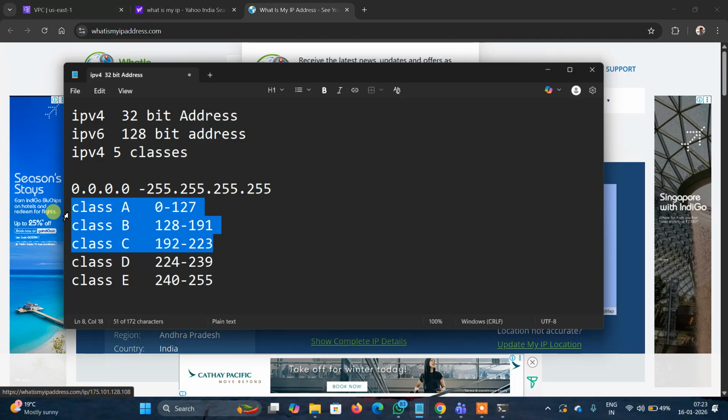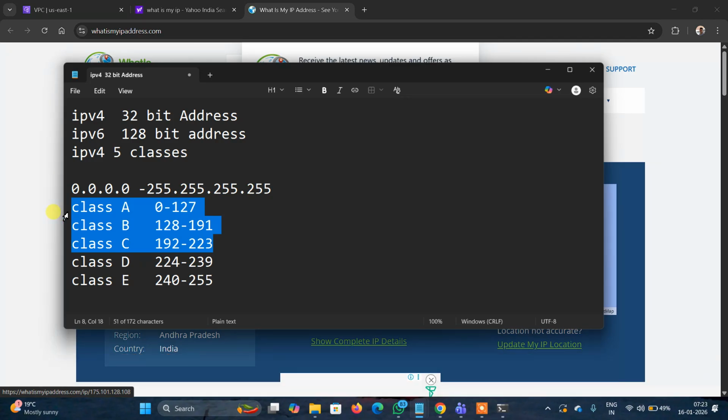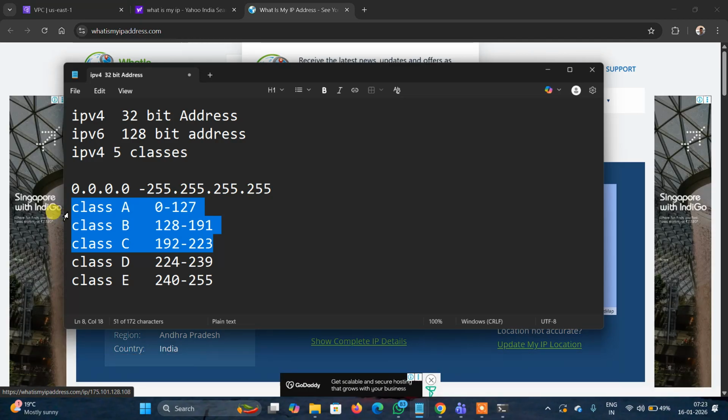In this one, 0 is excluded, and in between, 127 is also excluded. Why is 127 excluded? It is for local use. Suppose I created a web application and I want to check its output by hosting it inside my laptop. Then I use the 127 IP address, 127.0.0.1, and check the output. It is nothing but the localhost.